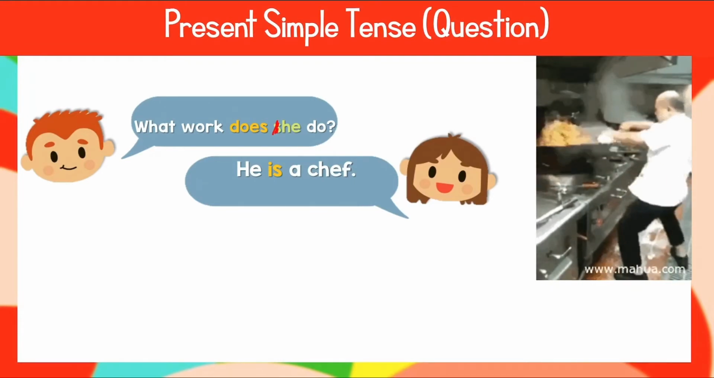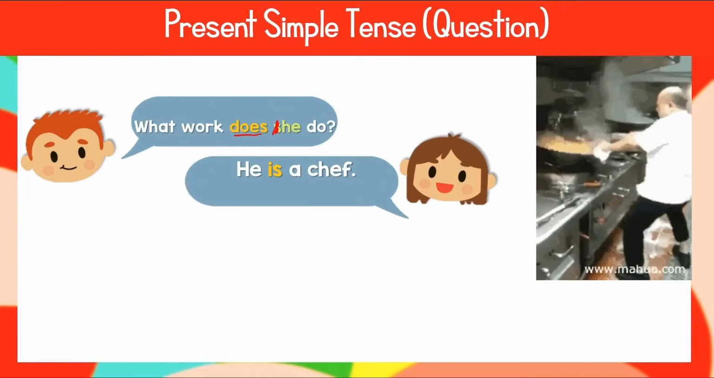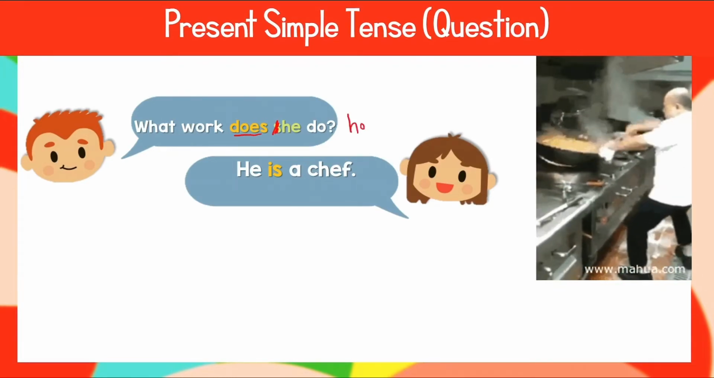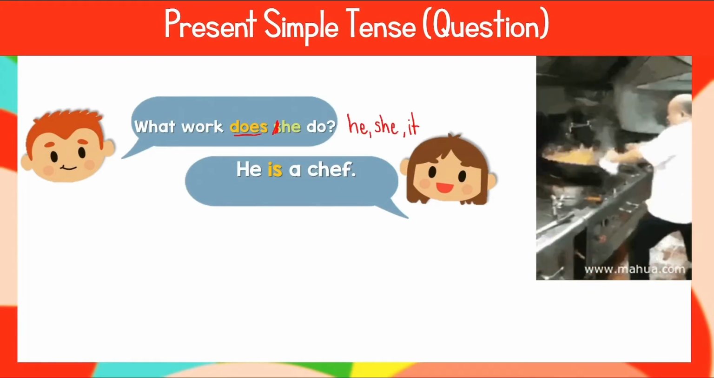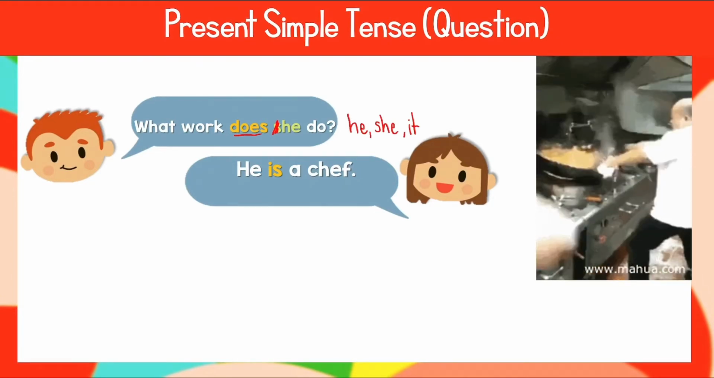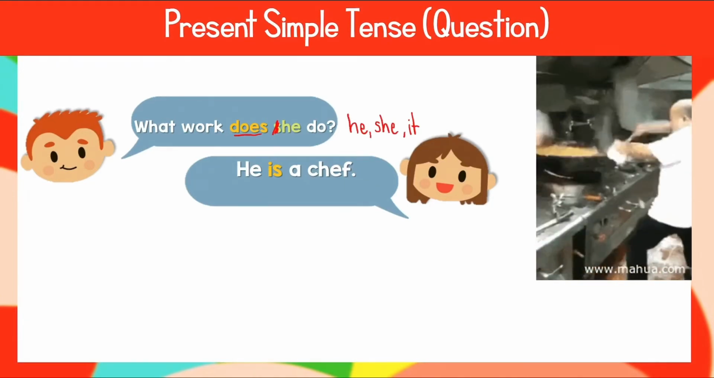We should use does for singular subject. Singular subject: he, she, it. They are all singular. He is a chef. So verb to be should be is.